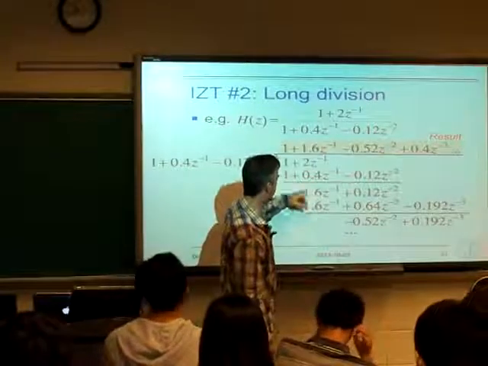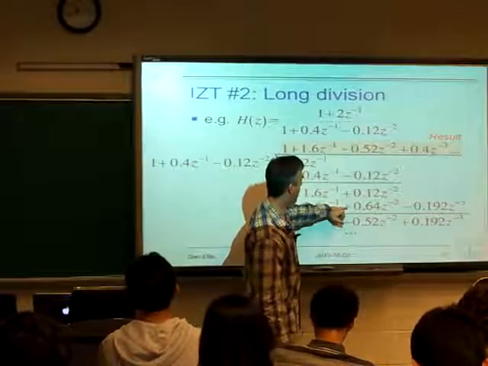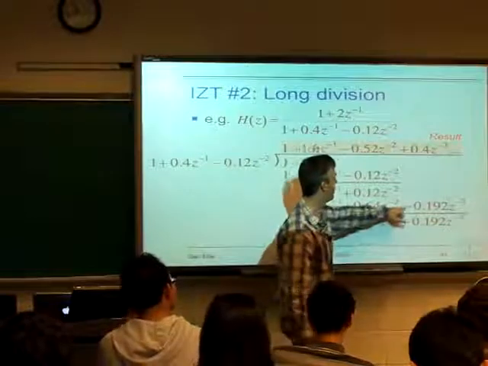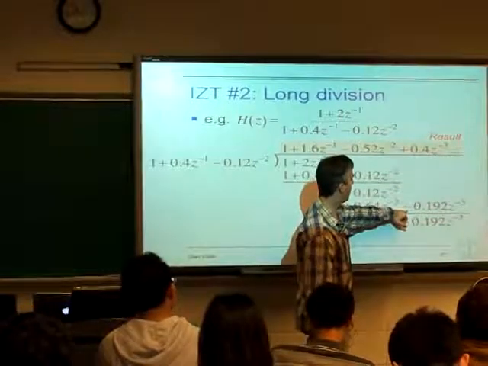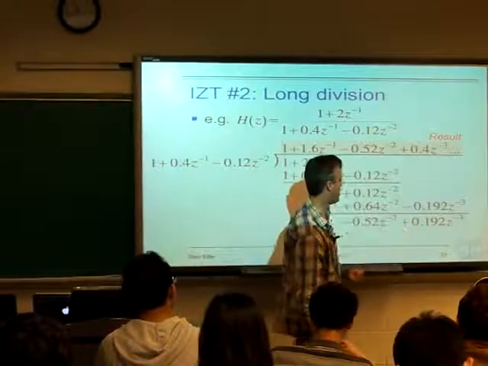Subtract that from our remainder. The leading term cancels out. 0.12 minus 0.64 gives us negative 0.52. 0 minus 0.192 gives us plus 0.192 z to the minus 3.